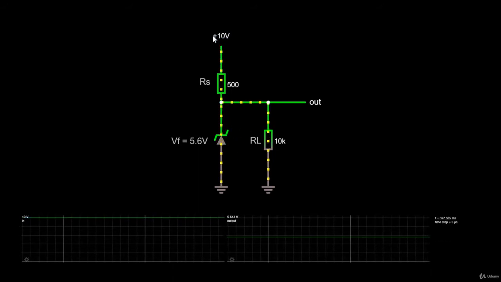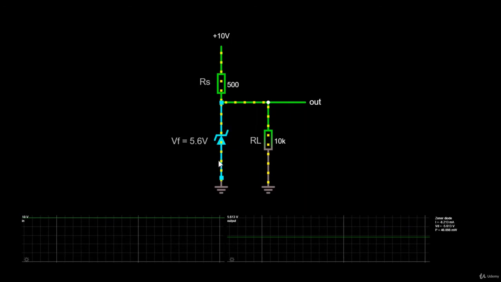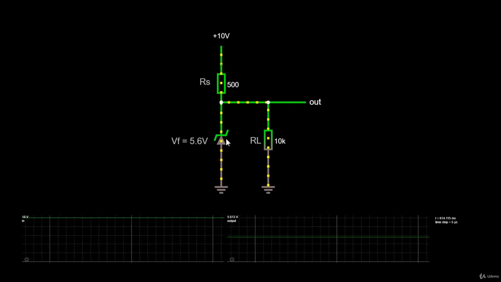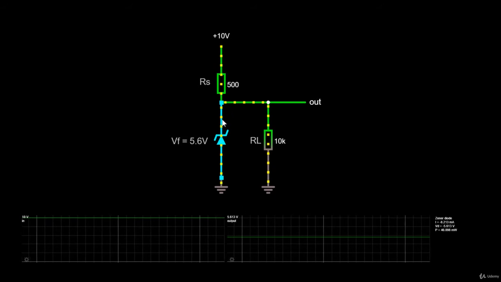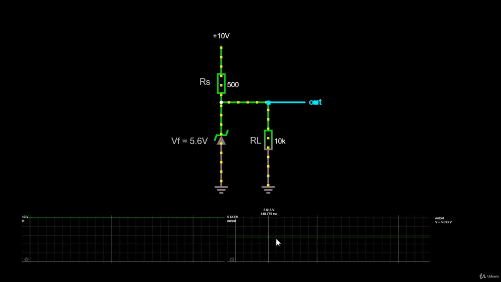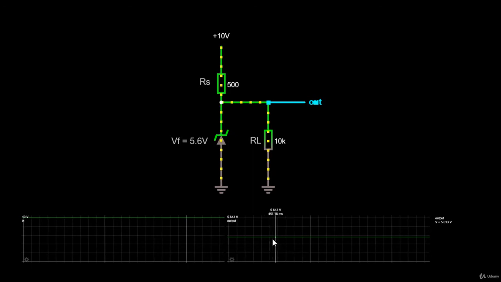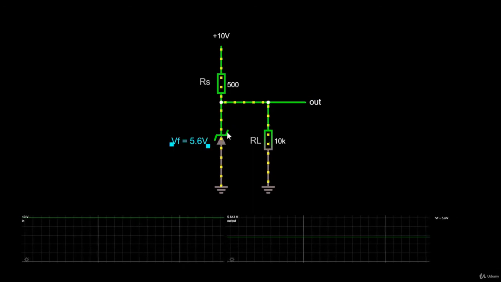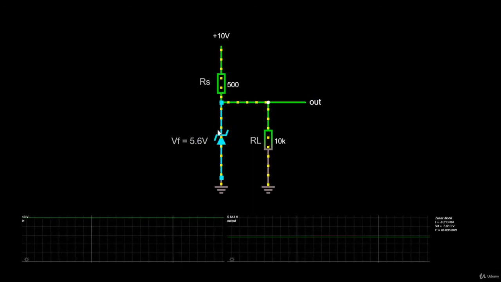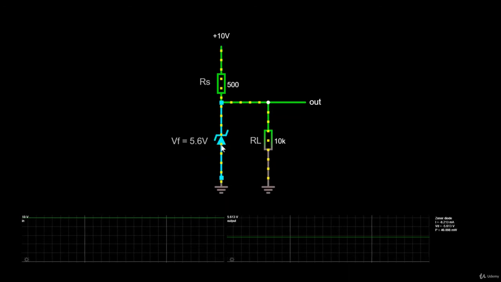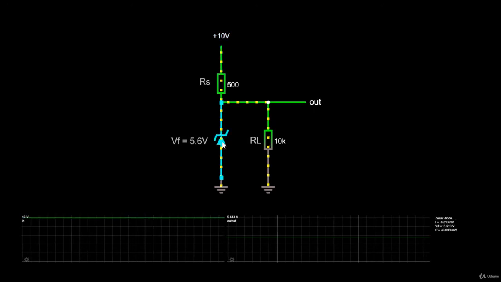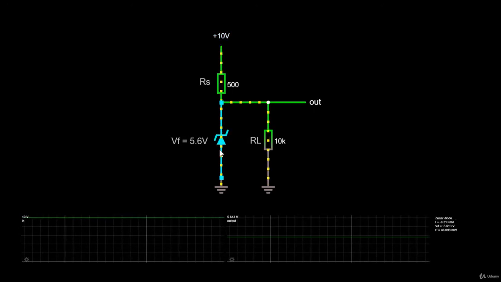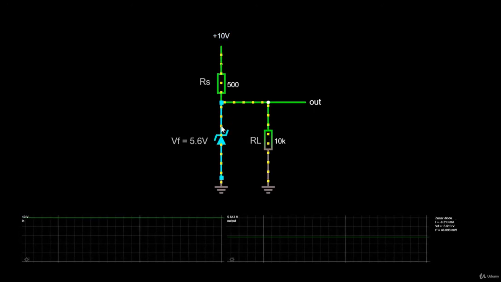You have to know that there is a minimum Zener current for which the stabilization of the voltage is effective, which means that if there's too little current going through the Zener diode, the output voltage might be less than 5.6 volts. So by looking at the datasheet of the Zener diode, you can find a recommended current for which the Zener operates well and also doesn't heat up.